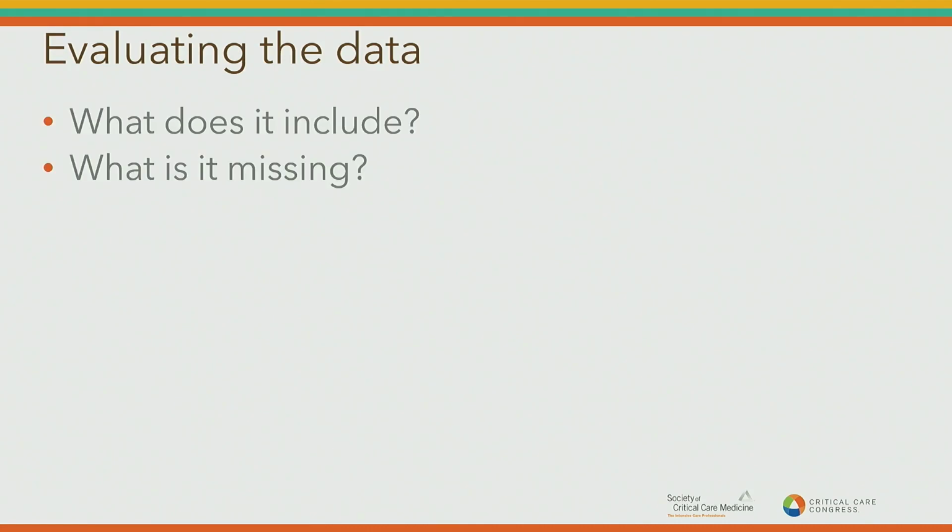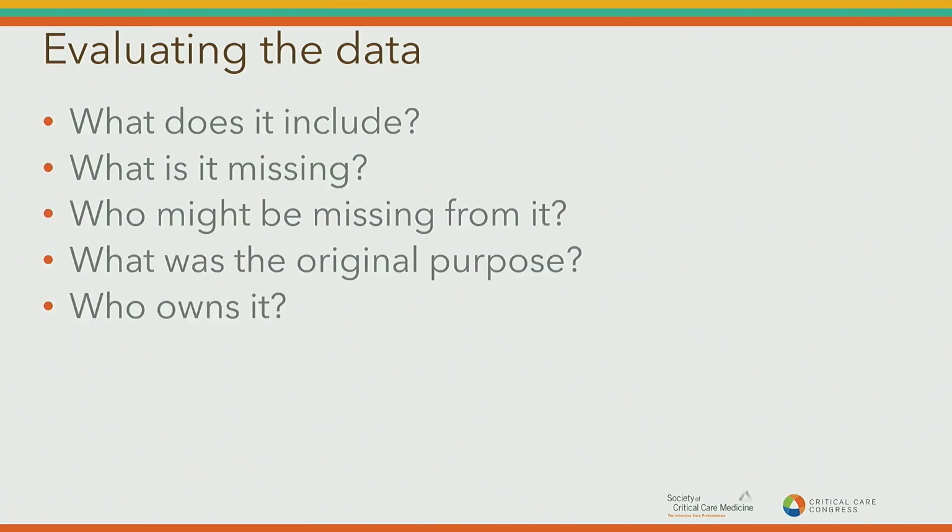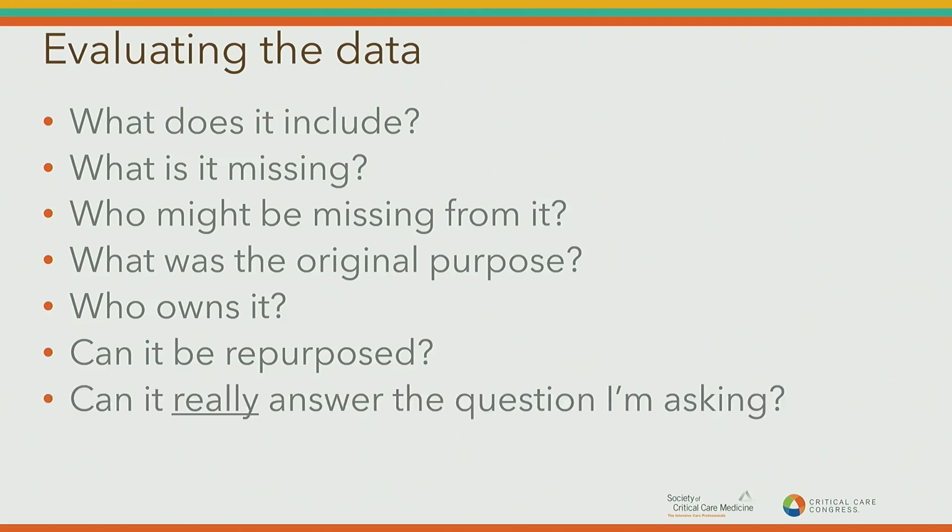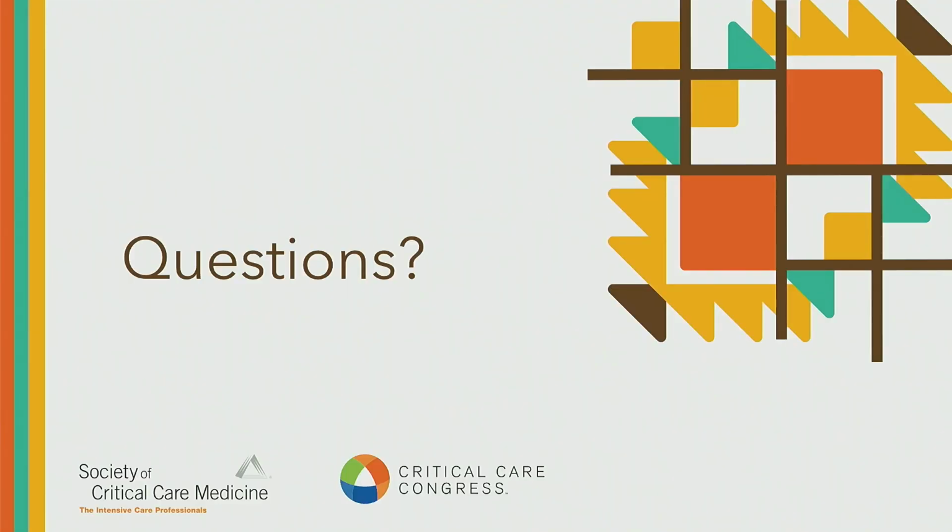Next. So this is, just click all the way through this really quick. These are just some questions to think through. These are very common questions. I think they're common sense, but I like to make sure that we're thinking about this. What does the data include? What's missing? Who's missing? What was its original purpose? Am I trying to use some data that was collected for something completely different? Who owns it? Can it be repurposed? And can it really answer the question that I'm asking, right? So again, just trying to think about how we can reduce that bias and stigma by taking a more holistic approach. And that's it. Thank you.